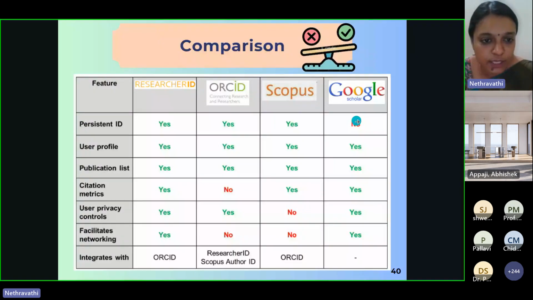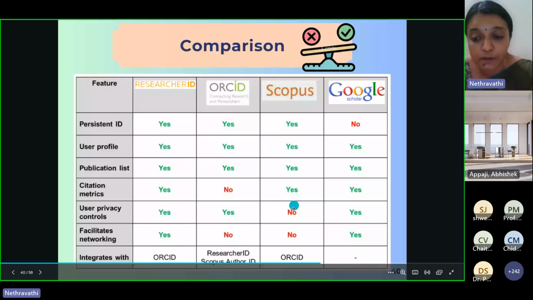Whereas the others are almost the same. The user profile has a list of publications, number of citations, etc. And it has a publication list. Citation metrics are not available only in ORCID, whereas in the others they are available. On user privacy control, Scopus does not have any, because it is automatically created and automatically fetches papers from its database. Researcher ID and Google Scholar facilitate networking, whereas the others do not. And of course, as I told, all three can be linked together, other than Google Scholar. Google Scholar cannot be linked with any other IDs.